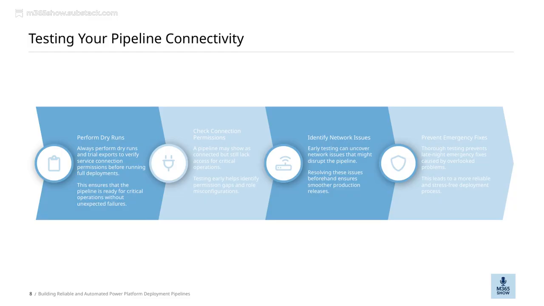And don't forget, always perform dry runs and trial exports. These steps allow you to verify service connection permissions ahead of time, so when it's time for the real deployment, you're confident everything will run smoothly without unexpected failures. In essence, testing your connection thoroughly is about being proactive, minimizing risks, and ensuring a seamless deployment process that aligns with your overall goal of automation and reliability.